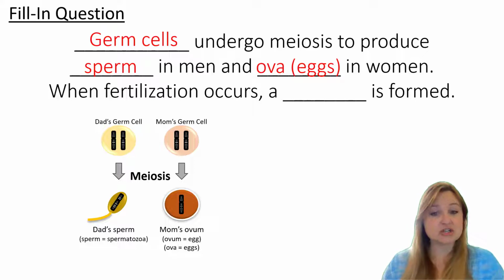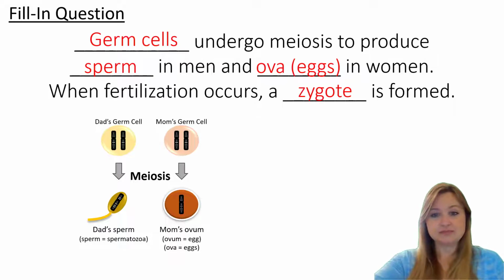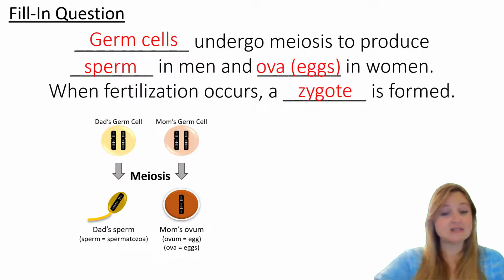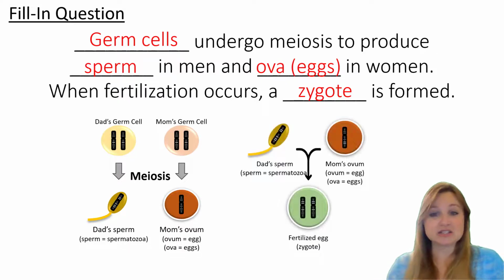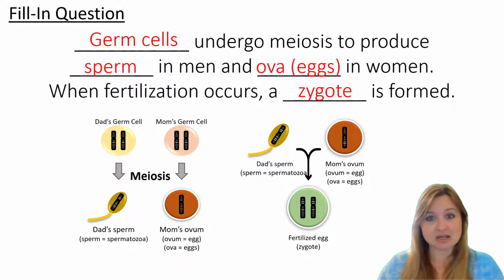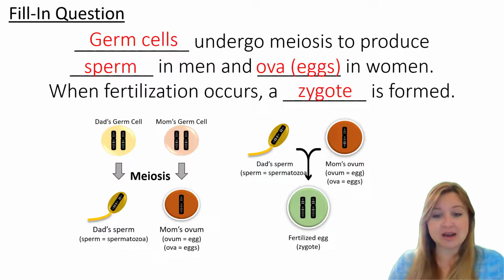Now, here's the second sentence. When fertilization occurs, so when a sperm enters an egg, a blank is formed. And in this case, it's a zygote, right? A fertilized egg, which is scientifically known as a zygote. And here's the process. We have 2 different kinds of gametes, sperm and egg. So when sperm enters egg in the process of fertilization, a zygote is formed. And that zygote now has the full set of chromosomes: 23 from mom, and 23 from dad.